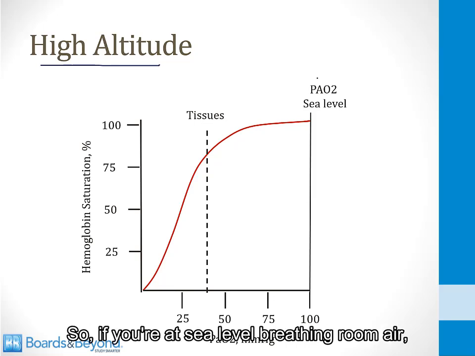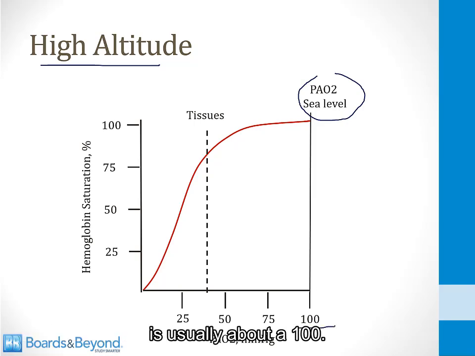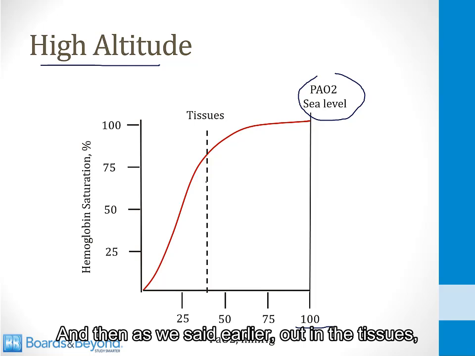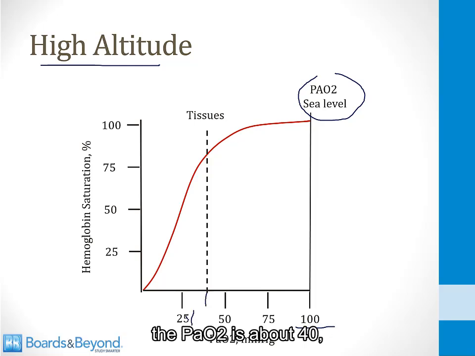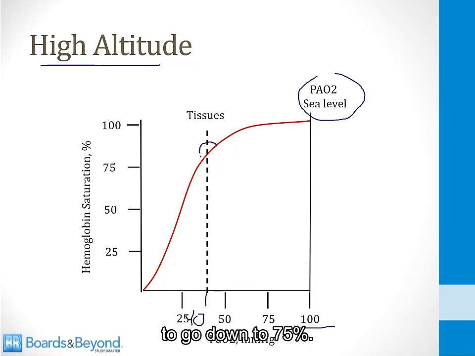So if you're at sea level breathing room air, the PaO2 you're going to find in the alveoli of your lungs is usually about 100. And then as we said earlier, out in the tissues, the PaO2 is about 40, and that causes the oxygen saturation of hemoglobin to go down to 75%.